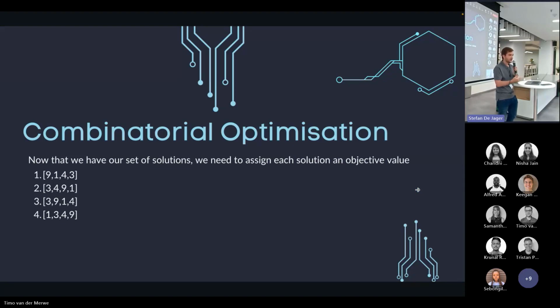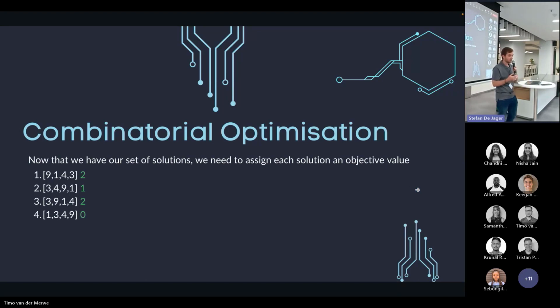Now we need to assign each solution an objective value. We can see in our first list, the numbers 9 and 4 are not in the correct location, so we give it an objective value of 2. In our second list, we can see that only the number 1 is not in the correct location, so it has an objective value of 1. In our third solution, the numbers 9 and 1 are not in the correct location, so it has an objective value of 2. And in our last solution, none of the numbers are in the incorrect location, so it has an objective value of 0.